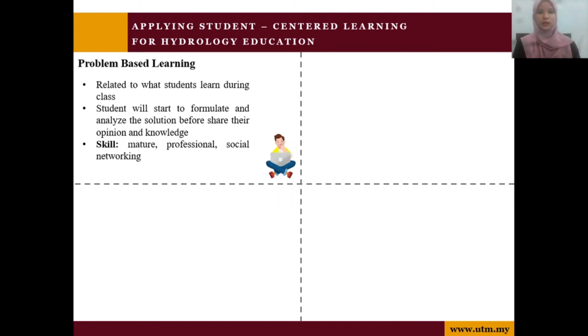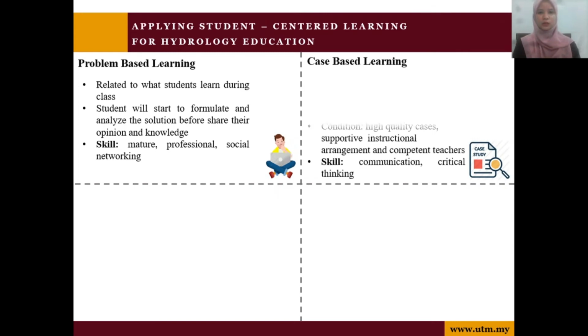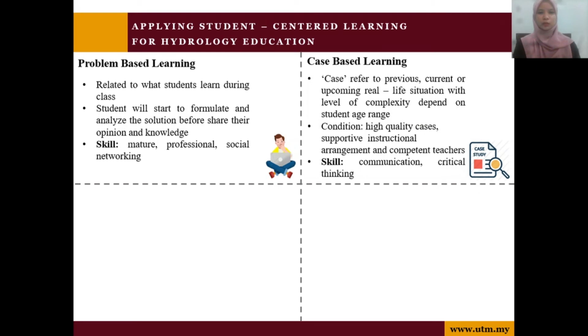Second technique is case-based learning. This technique essentially has similarities to problem-based learning. However, the context of the case refers to a previous, current or upcoming real-life situation, with the level of complexity depending on the student age range. This technique requires three conditions, which are that it must provide high-quality cases, have supportive instructional arrangements and also competent teachers. By applying this technique, students are able to have communication and critical thinking skills.